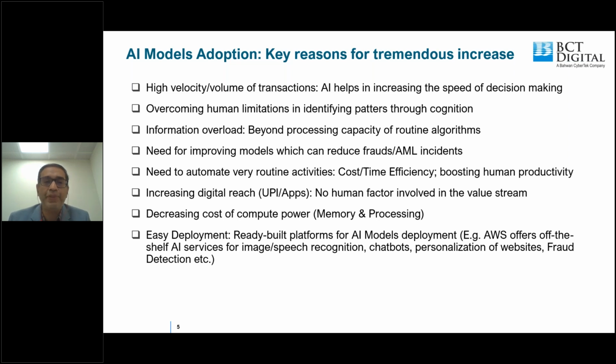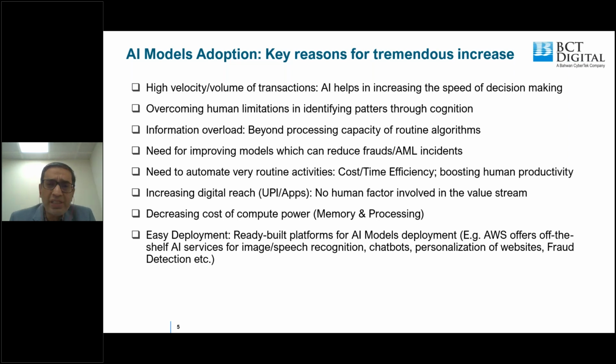The adoption of AI has been on the increase. Then, of course, there has been too much information overload. There has been data from different sources. So how do you collate that data? How do you make sense out of it? Beyond human cognition, AI is helping us in making sense out of it. Then, of course, frauds and AML incidents are on the rise due to various aspects, mainly because of the ease of conducting digital transactions. Again, AI models are being used routinely for improving the efficiency or efficacy of such models. Then, of course, there is a need to automate certain routine activities, and AI is being used to reduce cost and time, bring about cost and time efficiency, and thereby boost productivity. So there, AI is of tremendous value.